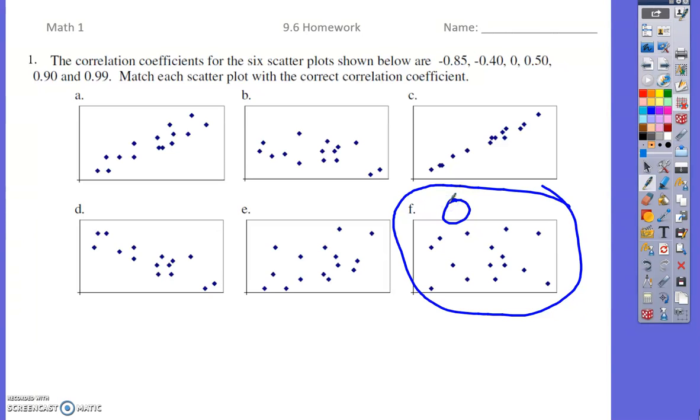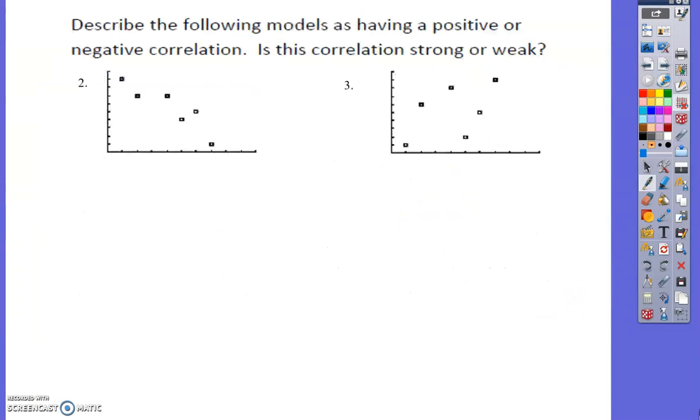I'm trying to figure out which one goes where. Remember, 0 means no correlation at all, which is why I can't tell a positive or negative trend. Whereas this one, while it's still a mess, seems to be slightly going up. And so while it might not have the greatest correlation, it's going to have something, probably a smaller number. Just good luck with that one.